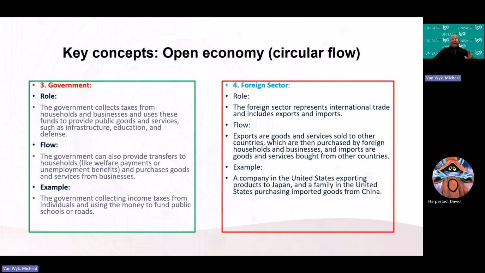And in the open economy you will now see these two big role players. And by the way, why do you think government is so important in this open economy?